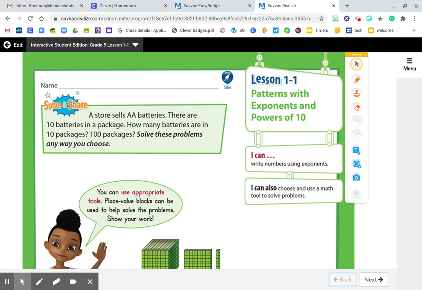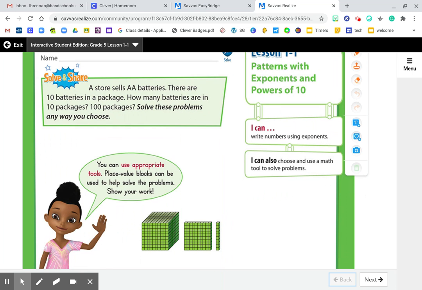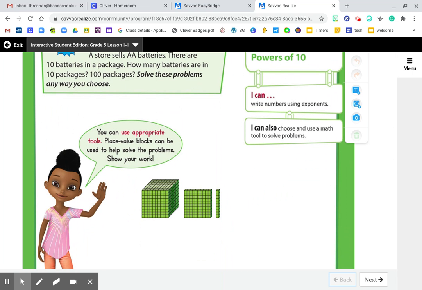So to get our brains going, we're going to take a look at this problem, and you can solve it any way you'd like. There are 10 batteries in a package, and we have 10 packages. So you probably figured out we're going to do 10 times 10. If we have 10 batteries in a package, and there are 100 packages, we'll do 10 times 100. And we'll have 1,000 batteries.